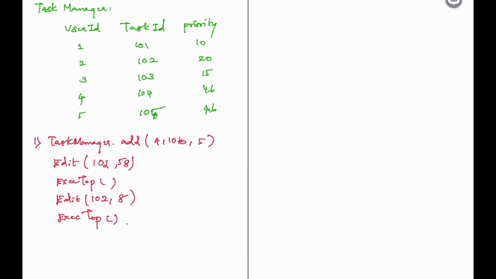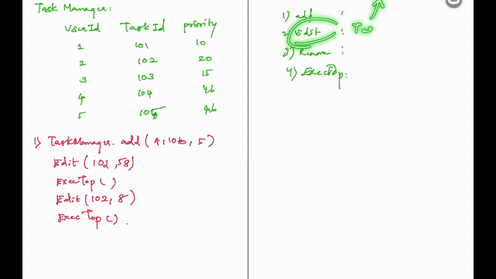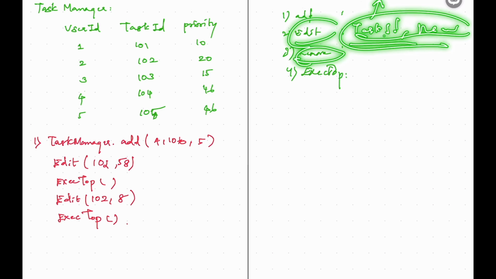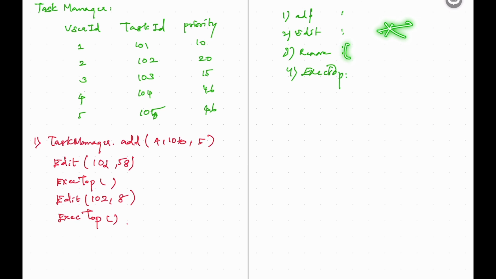This is the example that we have taken to explain the approach. Here we have four functions: one is add, two is edit, three is remove, and four is execute top. Add will add to the list. For edit, you will get the task ID and the new priority, so you have to update the new priority. Remove means you have to remove the particular task itself, and for this also you will get a task ID. For execute top, you only have to return the user ID.